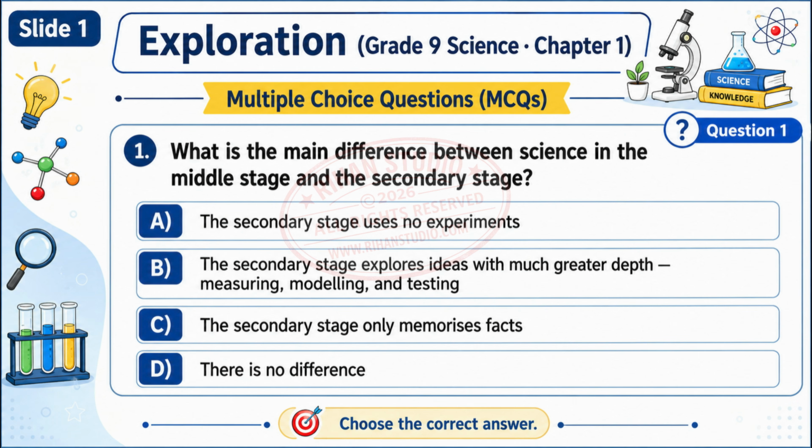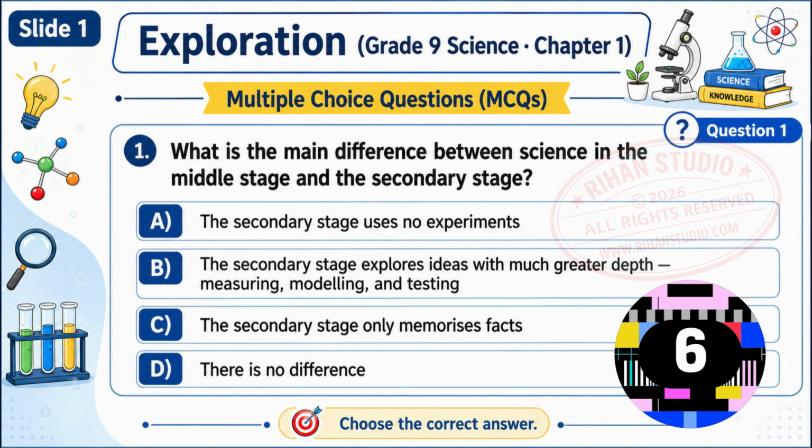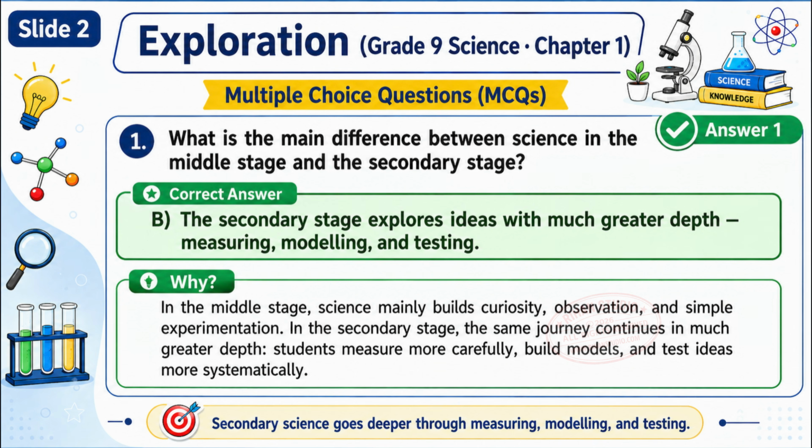1. What is the main difference between science in the middle stage and the secondary stage? A. The secondary stage uses no experiments. B. The secondary stage explores ideas with much greater depth, measuring, modeling, and testing. C. The secondary stage only memorizes facts. D. There is no difference. Answer. B. The secondary stage explores ideas with much greater depth, measuring, modeling, and testing.